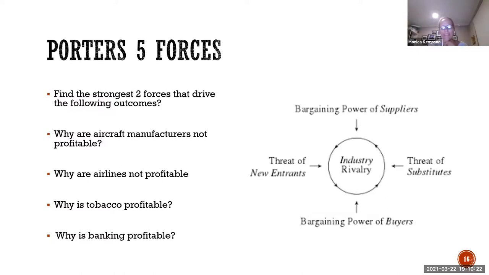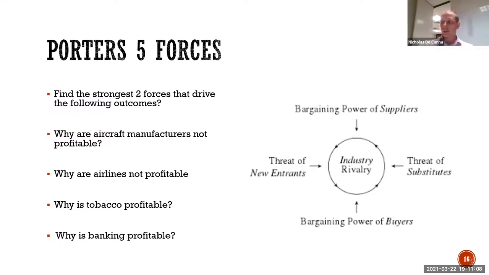I'm happy to have a go. I don't know if it's right, but it's worth a chat. No problem. Banking, I feel, is profitable. I feel that there's a high bargaining power of buyers or customers in this instance. I've put customers in buyers. Would that be right? Yeah, buyers is your customers. I think there's high there, and I think there's high bargaining power of suppliers. I'm not sure. I'm just trying to get my head around this one.